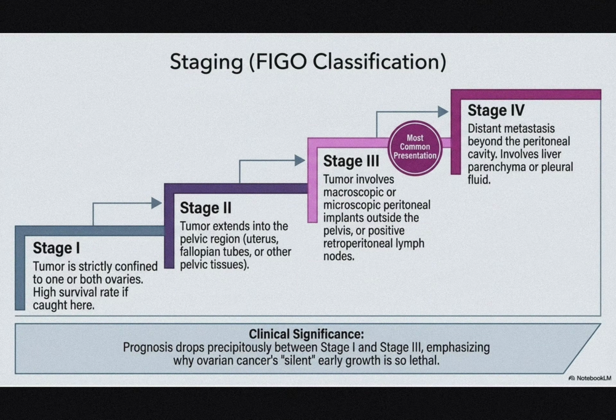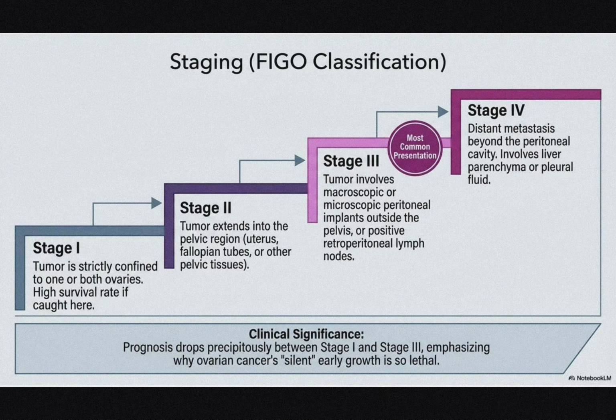So staging, that is called the FIGO classification. Stage 1, if the tumor is strictly confined to one or both ovaries, high survival rate if caught here. Stage 2, tumor extends into the pelvic region, uterus, fallopian tubes or other pelvic tissues. Next we have stage 3. Tumor involves macroscopic or microscopic peritoneal implants outside the pelvis or positive retroperitoneal lymph nodes. Next we have the most common presentation, that is stage 3.